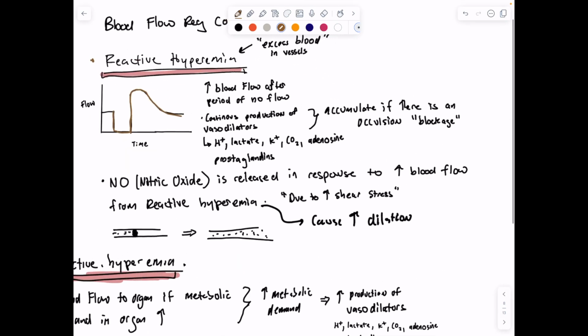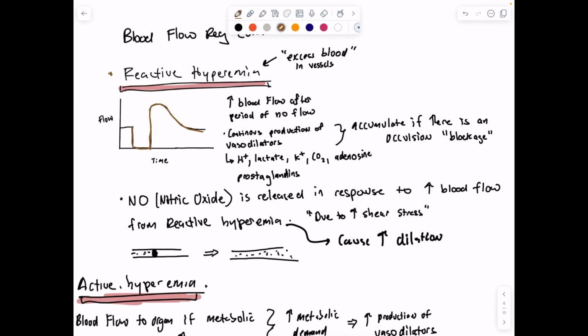The thought is that the endothelial cells are continuously producing vasodilators, and these other vasodilators are H+, lactate, calcium or potassium ion, carbon dioxide, adenosine, and then prostaglandins. If there's a blockage, these continuously produced vasodilators are going to accumulate, and so they will produce their effect of causing dilation. After the blockage has passed, all of these accumulated vasodilators are going to have that vessel dilated, and you have increased blood flow.